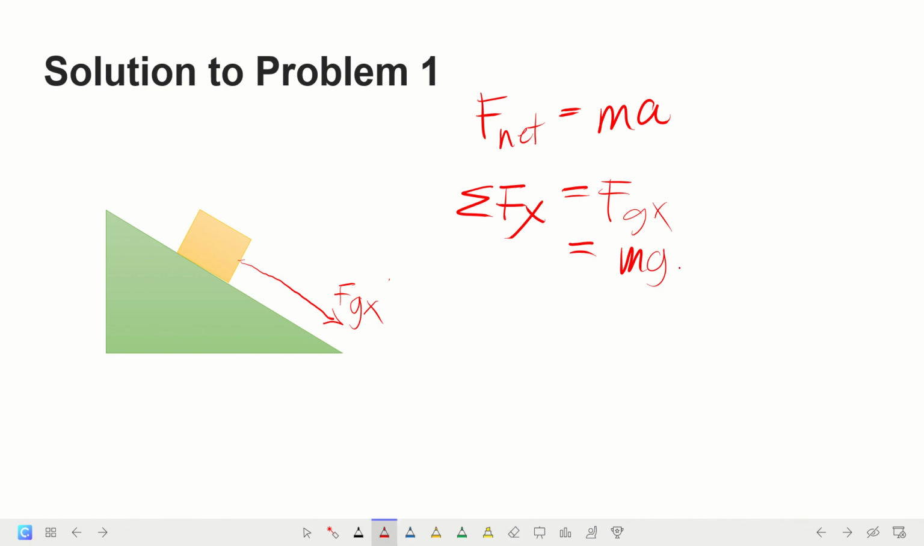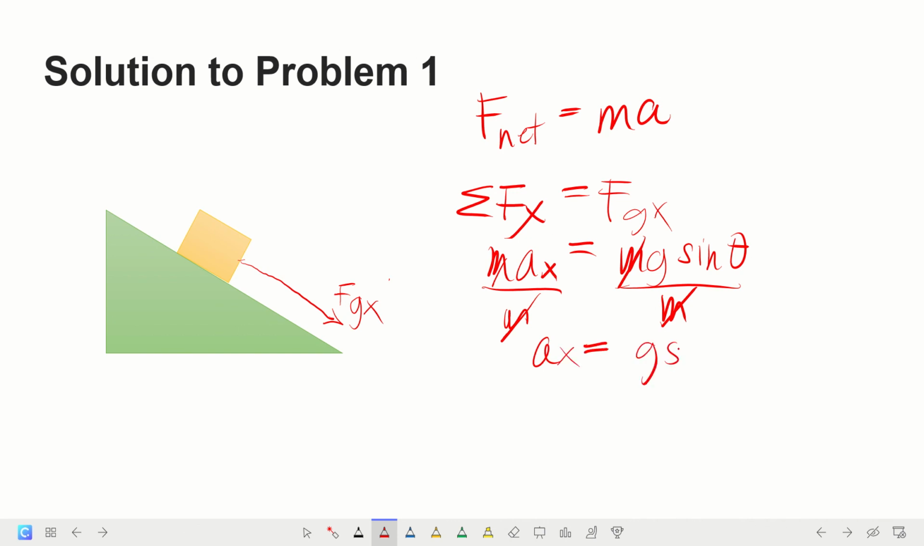Mass times the acceleration due to gravity sine theta, and this one is mass times the acceleration, and this would be acceleration along the x-axis. Divide both sides by mass. And acceleration is equal to g sine theta. Okay, so ang angle natin dito from the problem is 30 degrees.